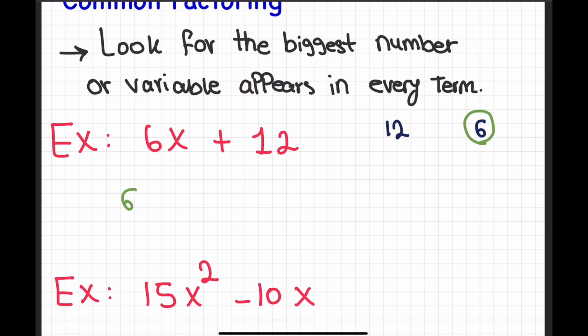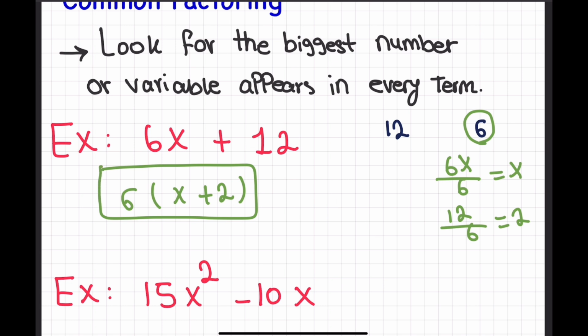I'm going to write down 6 here. I'm going to divide the first term by 6. So 6x divided by 6 equals x. Bracket x, you're going to write down plus 12 divided by 6, which is 2. It's going to be 6 bracket x plus 2. And this is the factored form of the first example.